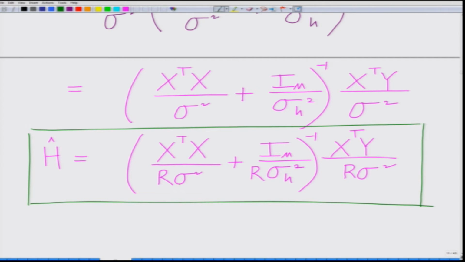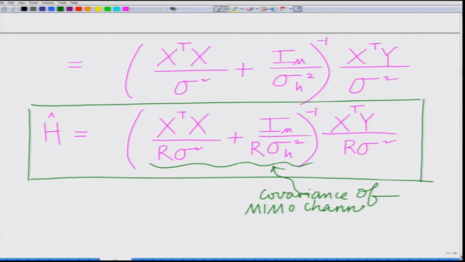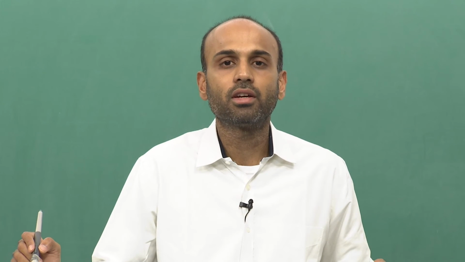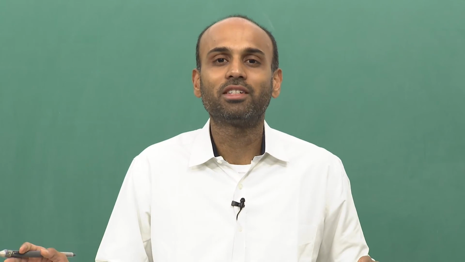It is x transpose x divided by r sigma square plus I m divided by r sigma h square, inverse, into x transpose y divided by r sigma square. And this is particularly convenient, because this part is nothing but the covariance of the estimation of the MIMO channel matrix: x transpose x by r sigma square plus I m, that is identity of size m cross m, divided by r sigma h square, inverse.